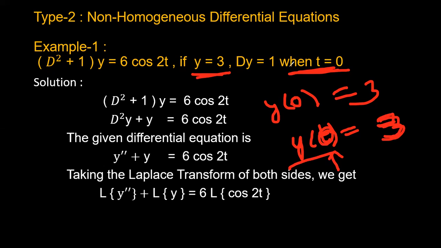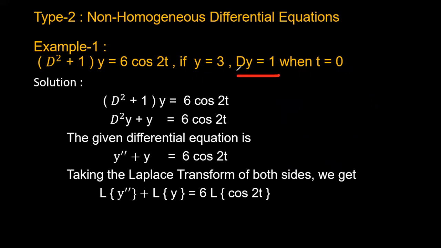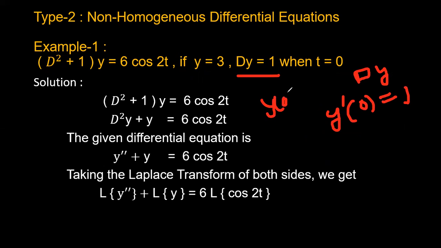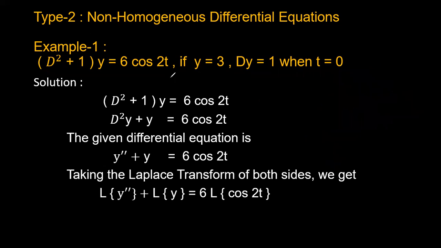Similarly, in the second case, capital D into y. D is nothing but differentiation of y, which can be represented by y dash. So differentiation of y is equal to 1, that is y dash of 0 is equal to 1. So we have y of 0 is equal to 3 and y dash of 0 is equal to 1. These are the initial conditions given in the problem.